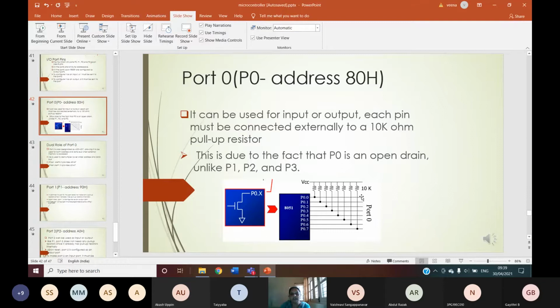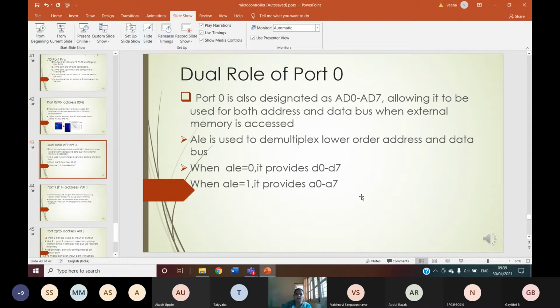Already I've told you about the dual role of port 0, external interfacing. Port 0 is used as an IO port. Port 0 is also used to send the lower order address, and it is also used to send the data. So whenever the external memory is accessed, you need to demultiplex the lower order address and the data bus. For that you are using the ALE signal.